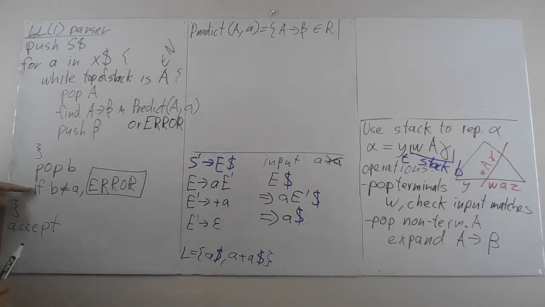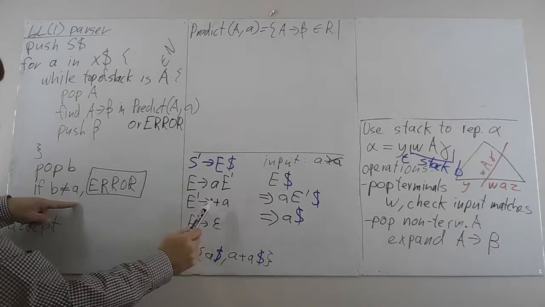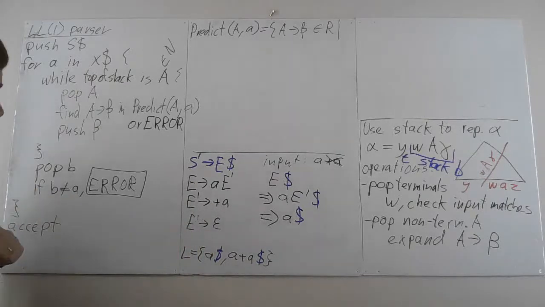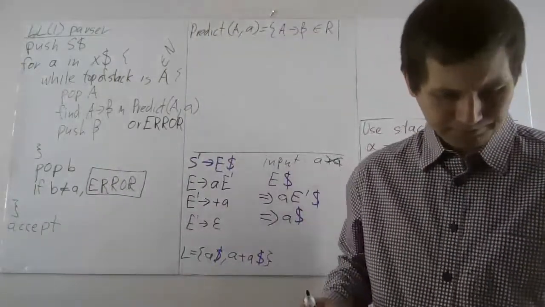And I'm going to compare it to what I saw in the input, this little a. But in my example, that little a is a plus. So I should really use this production rule, because it gives me something that starts with a plus.